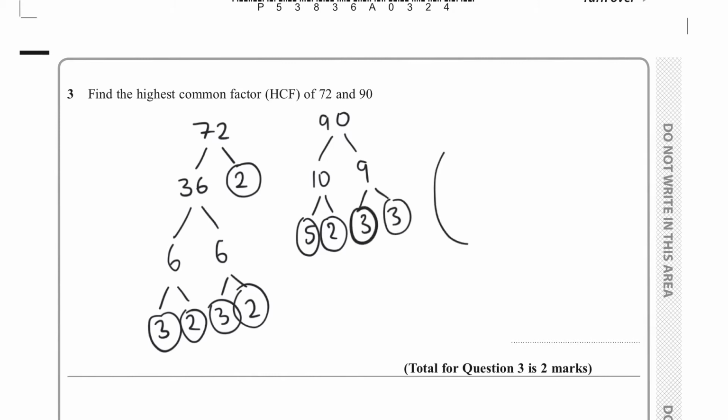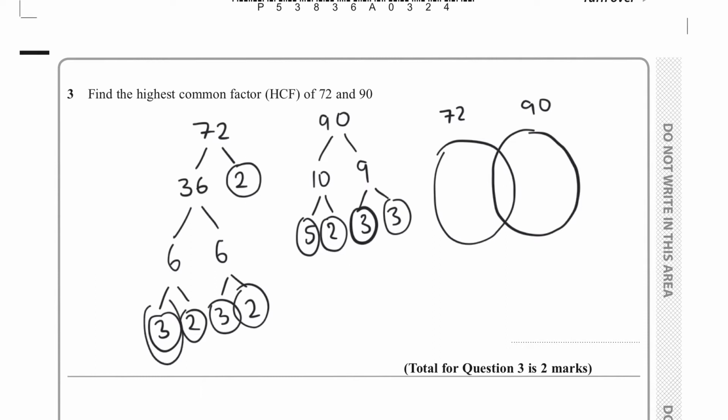Then the next step is, when it comes to finding the highest common factor and lowest common multiple, it's easier when you put a Venn diagram in place. So we're going to now make a Venn diagram for the 72 and the 90. Whatever numbers they have in common are going to go in the middle. So we can see that they have a 3 in common and another 3 in common. They also have a 2 in common.